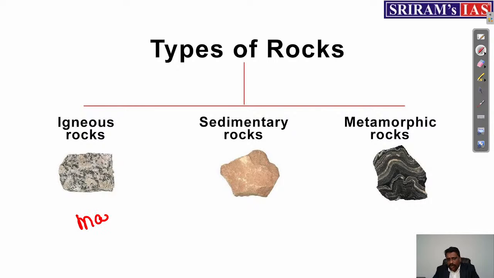What is igneous rock? Any rock that is formed out of magma, by solidification of magma, you call igneous rocks. Then what are sedimentary rocks? The name itself says sediments.